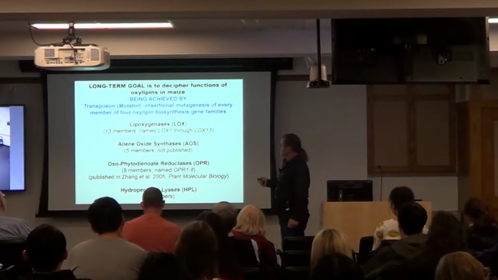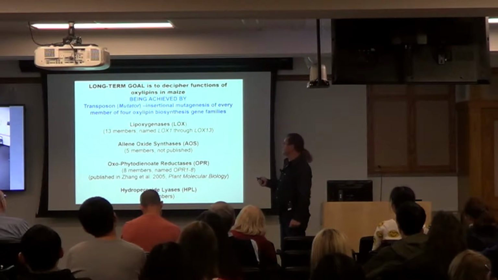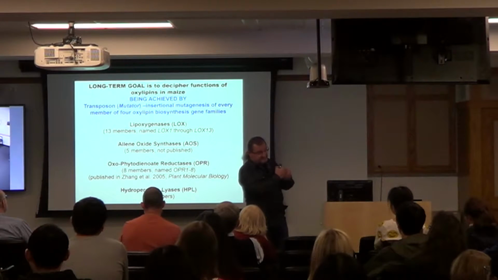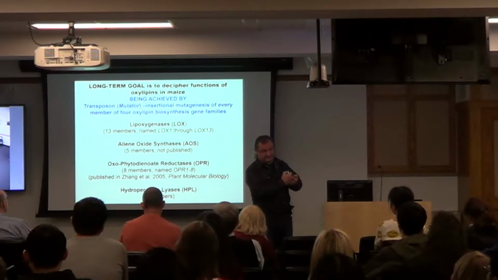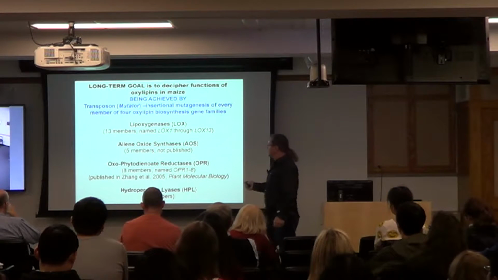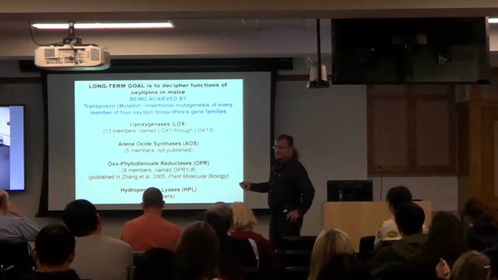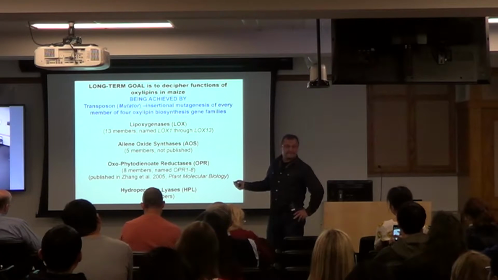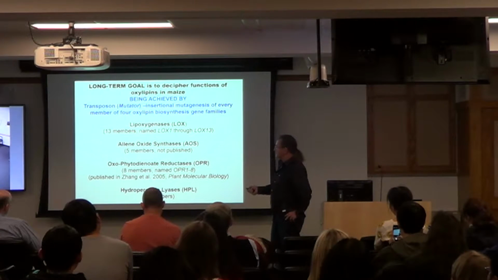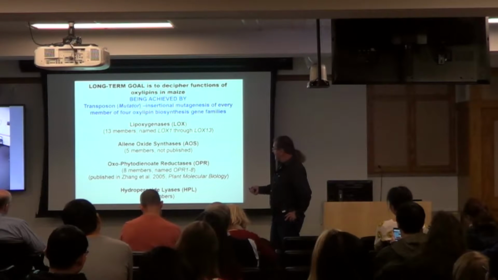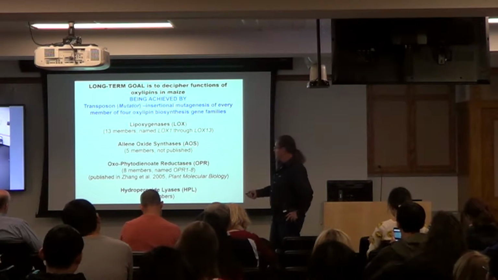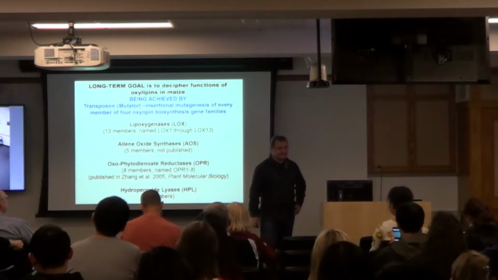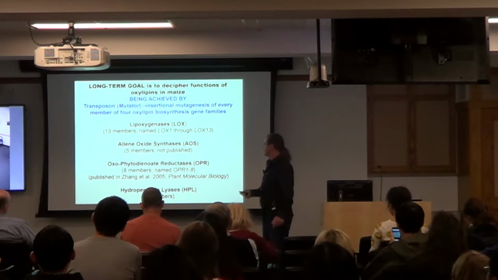So the long-term goal of my lab is to decipher functions of oxylipins in maize. Whatever those functions are, we are after what specific oxylipins are doing for plant responses to stresses, including abiotic stresses. The way we do it is to generate transposon insertional mutants in all of the genes of the oxylipin biosynthesis pathway, if those genes are known. In maize, there are 13 lipoxygenase genes, 5 allene oxide synthase genes, 8 oxophytodienoate reductases, and 2 hydroperoxide lyases. Of course, in Arabidopsis, these numbers are about half of that for each of these gene families.